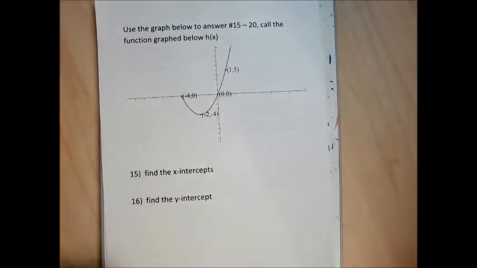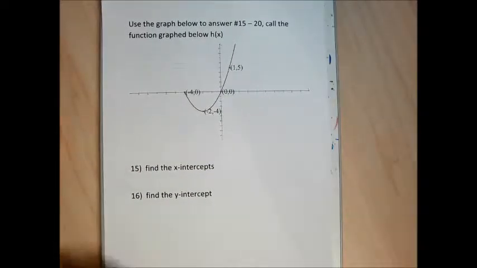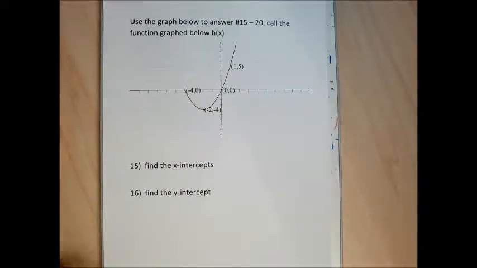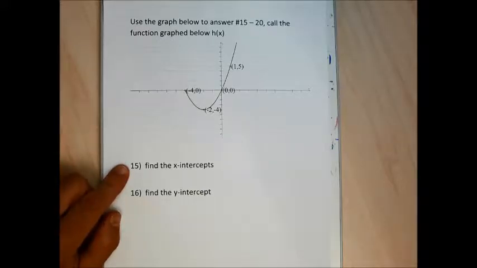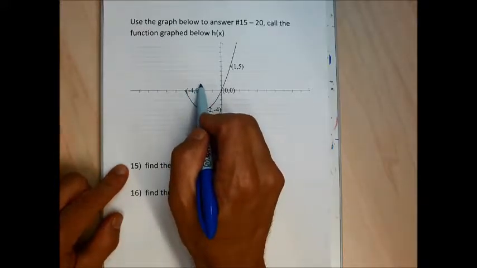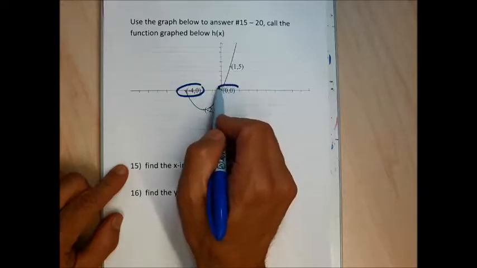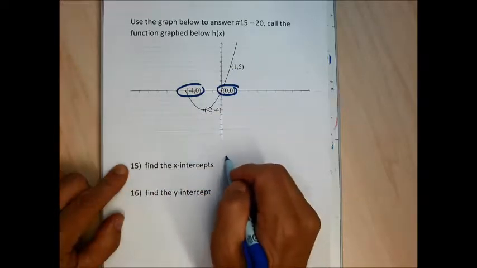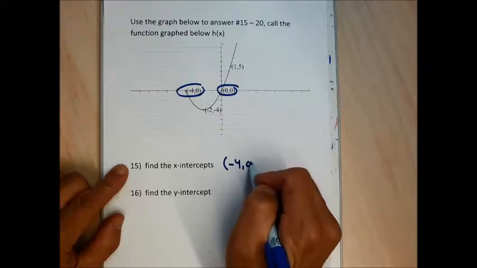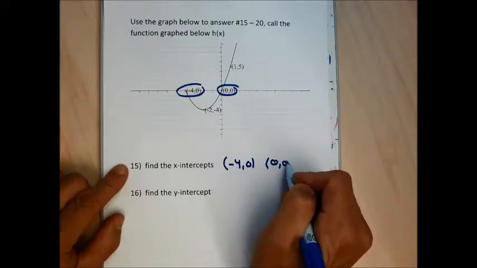15 through 20 don't have any algebra. They want me to look at a graph and identify features. For 15, it wants me to identify the x-intercepts of this graph. The x-intercepts are any point that's on the x-axis that's part of the graph. That's going to be the point negative 4, 0, and positive 0, 0.